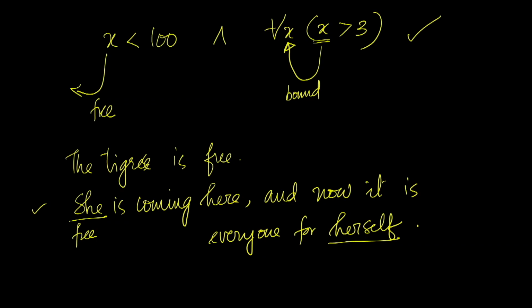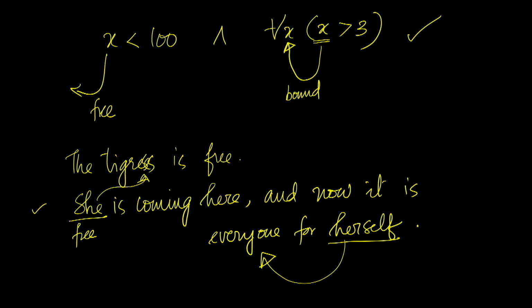Now what is the context? In the context, the previous sentence says that the tigress is free. Therefore, this she refers to this tigress. But the she in herself is a bound occurrence. It is bound to everyone.